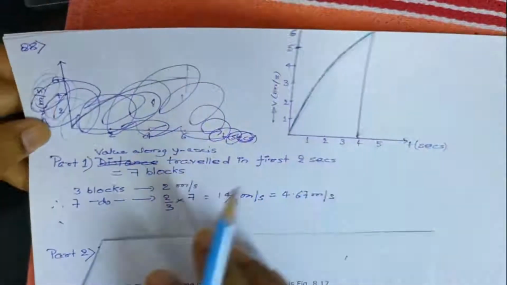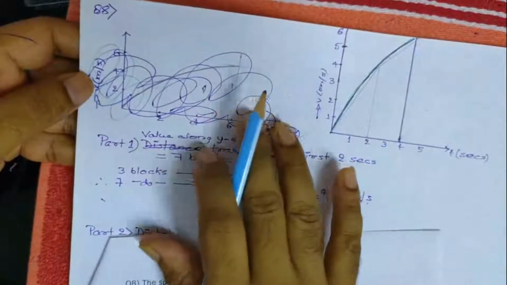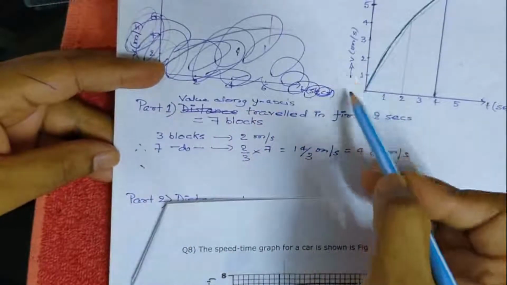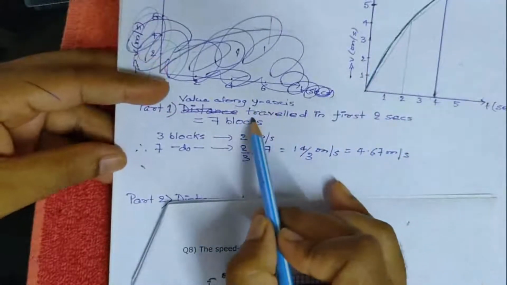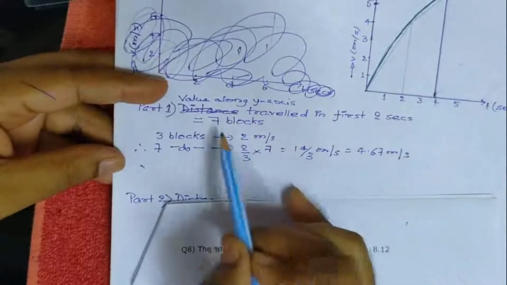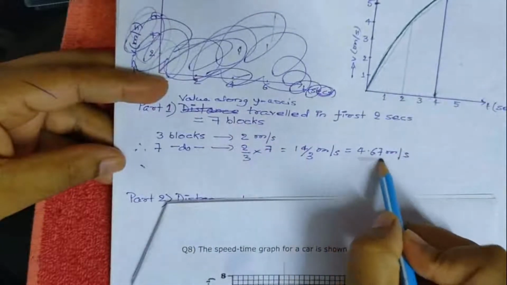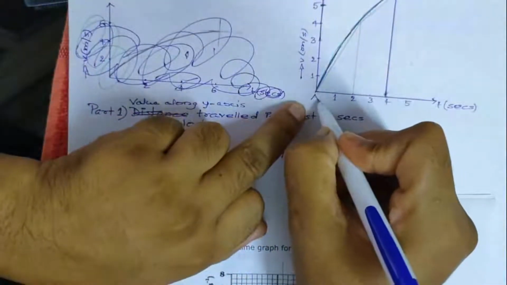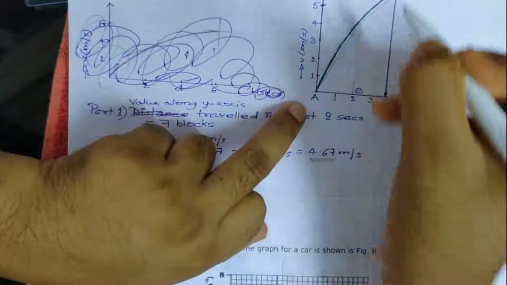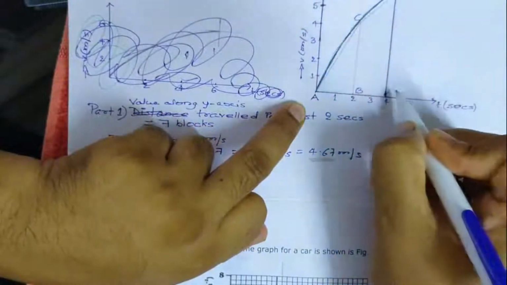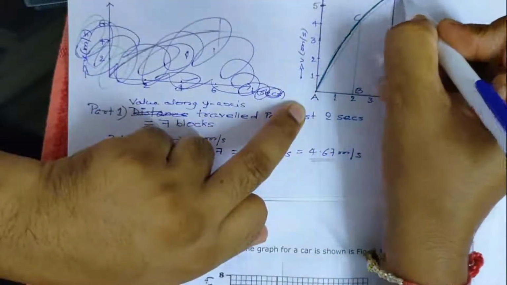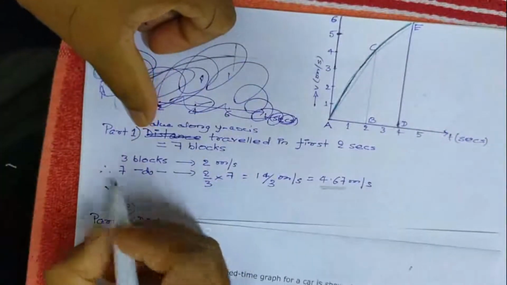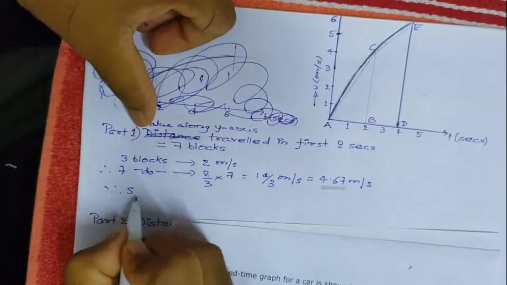So that is the reason I have divided the solution in two parts. In part 1 we are calculating value of v, value along y-axis, in first 2 seconds. It is coming to 7 blocks, which is coming out to be 4.67 meter per second. Now let us give some names. This is A, this is B, this is C, this is D, this is E.